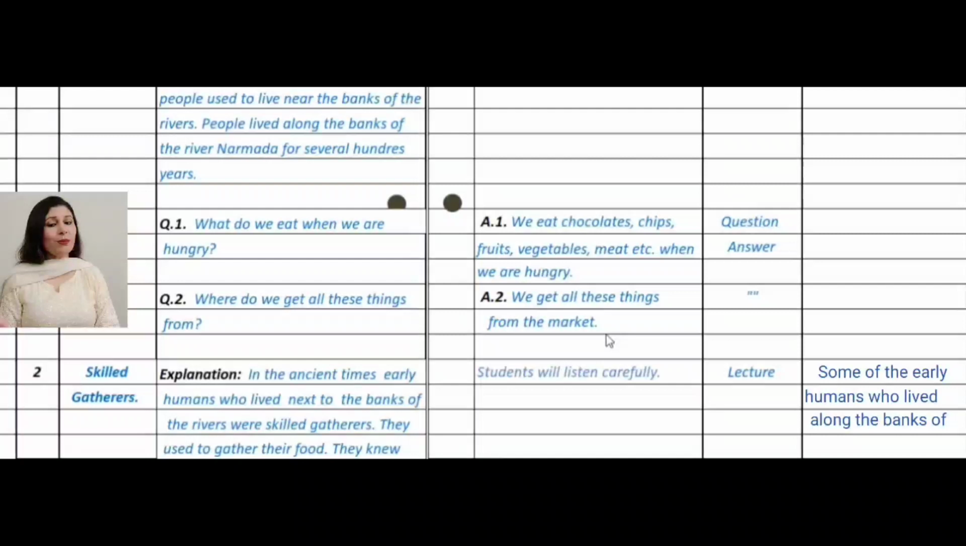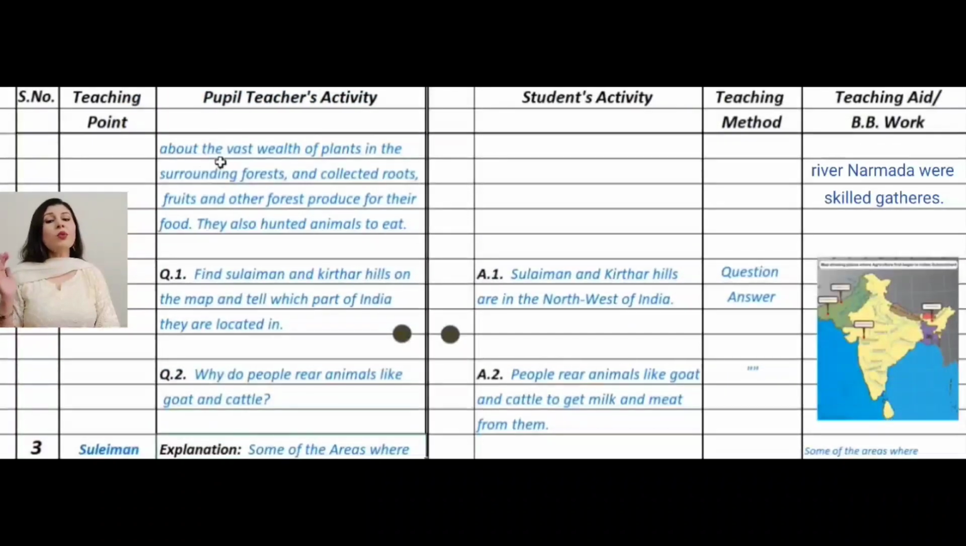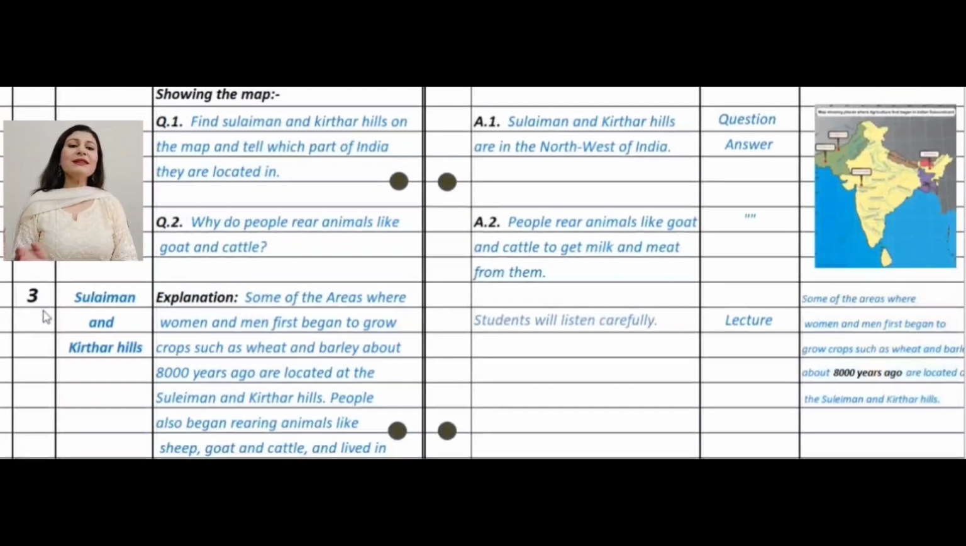Then you will explain your point that in the ancient times, early humans who lived next to the banks of the rivers were skilled gatherers. They used to gather their food. They knew about the vast wealth of plants in the surrounding forests and collected roots, fruits and other forest produce for their food. They also hunted animals to eat. Then the third teaching point is Suleiman and Kirthar Hills.